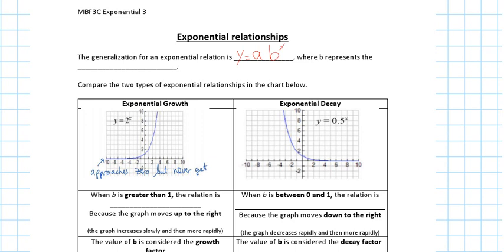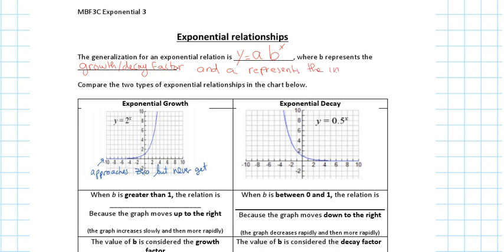Okay? Where b represents your growth or decay factor. It's either a growth or decay factor. Decay means decrease. And a represents the initial value.